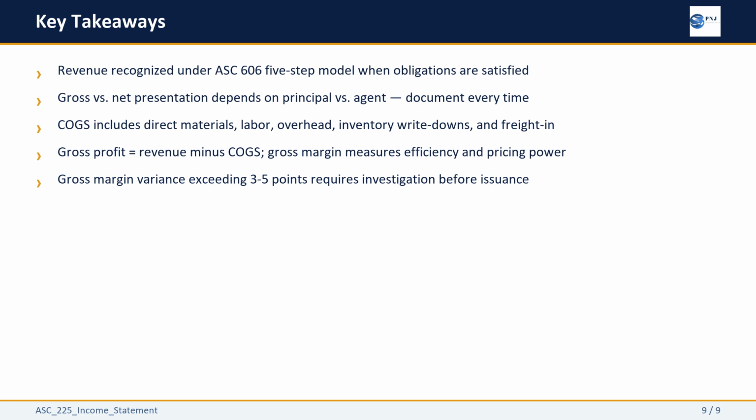Next, we move down the income statement to operating expenses, the period costs of running the business. Thank you for completing this section on revenue, COGS, and gross profit.